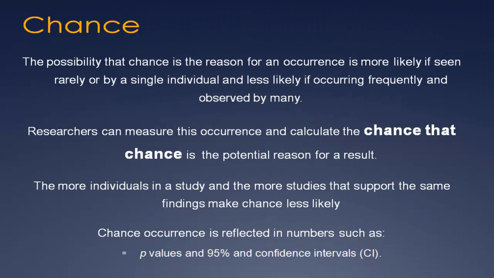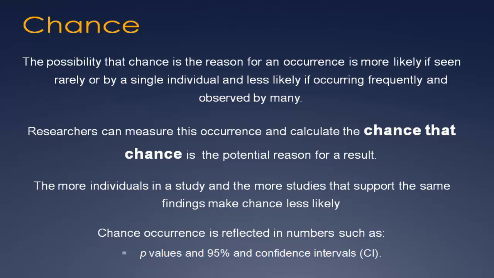Chance. The probability that chance is the reason for an occurrence is more likely if seen rarely or by a single individual, and less likely if occurring frequently and observed by many. Studies can measure this occurrence and calculate the chance that chance is the potential reason for a result. The more individuals in a study, and the more studies that support the same findings, the less likely that chance is the cause of the results. Chance occurrence is reflected in numbers such as p-values and confidence intervals. Believe it or not, you can calculate these using Excel or other numerical spreadsheets without doing the math. So the point here is that we as humans believe that if chance is the cause of a result, it's not frequent. But actually, we don't understand how strong a feature it can be in certain scenarios. And remember that recall bias is an issue for our determination of how frequently something occurs.